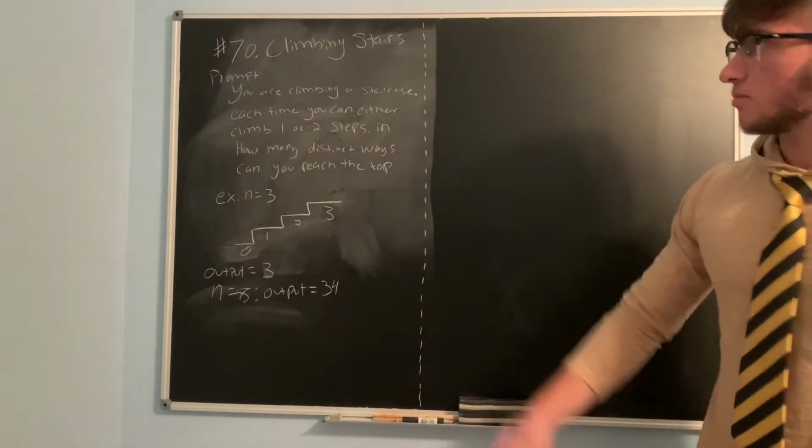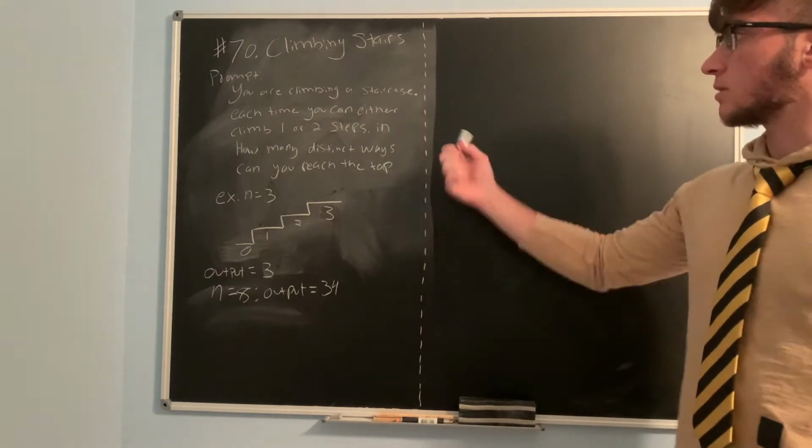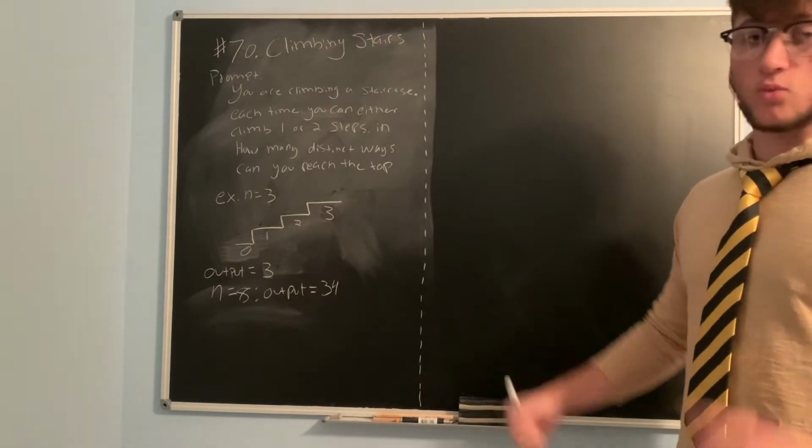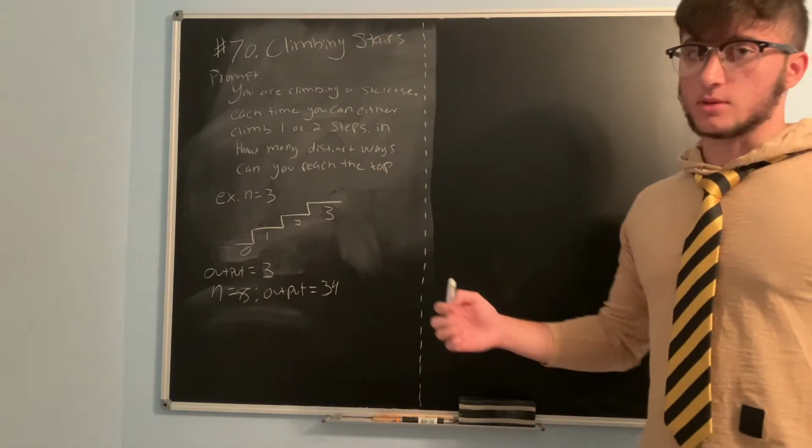All right, so say we're given a problem like this, right? LeetCode number 70, Climbing Stairs. You're climbing up a staircase, and each time you can either climb 1 or 2 steps. How many distinct ways can you reach the top of the stairs?